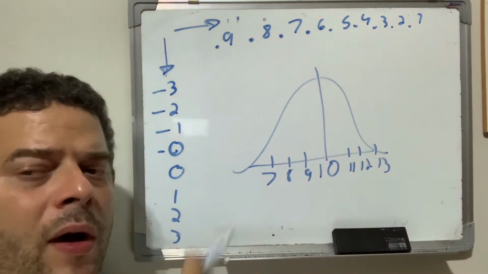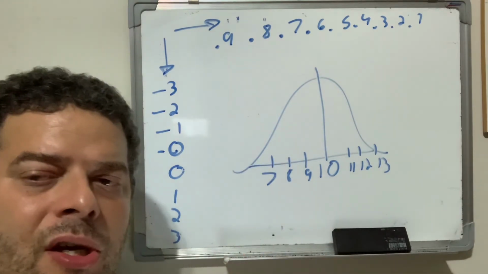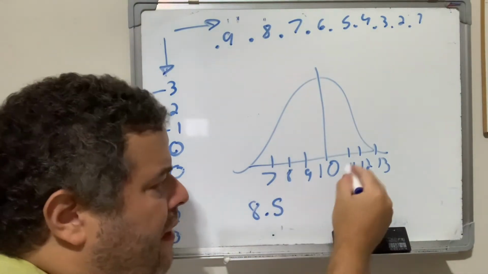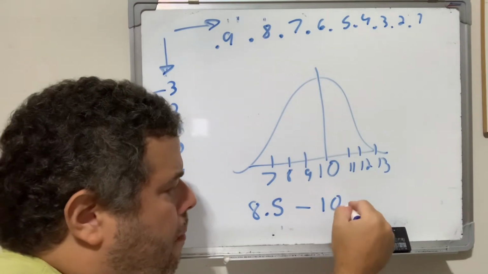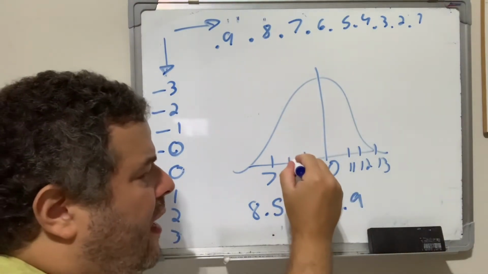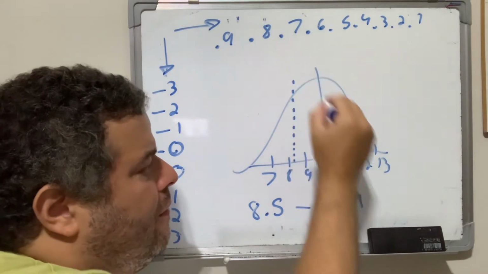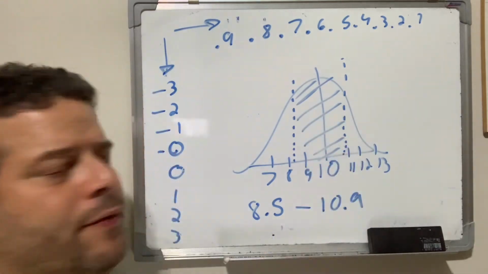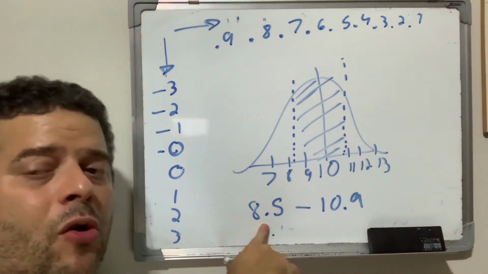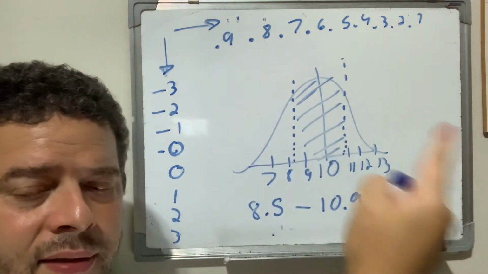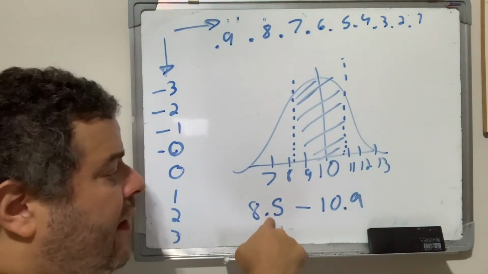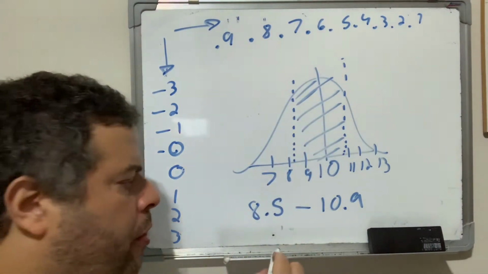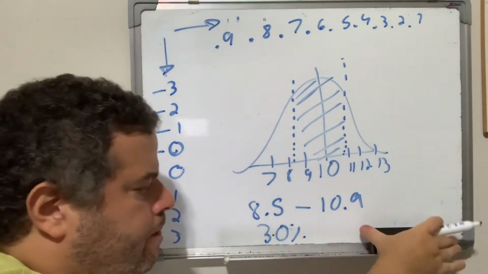Let's say I ask you, what percentage of this normally distributed population lies between 8.5 and 10.9? How do I find the area that is between 8.5 and 10.9? So for this area, you have to do the following. You find the z-score for 8.5. You look at the table to find the proportion of people that lie under that measurement. So let's say this gives you 30%, so to speak.